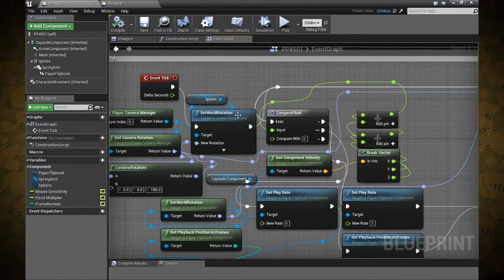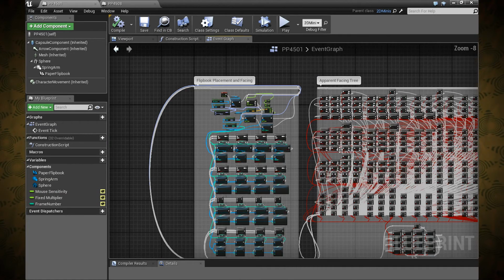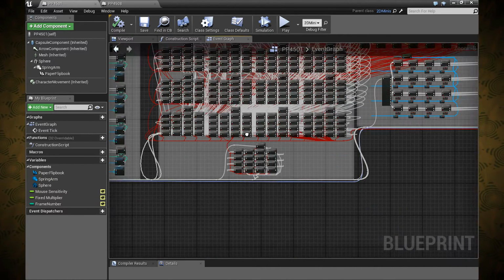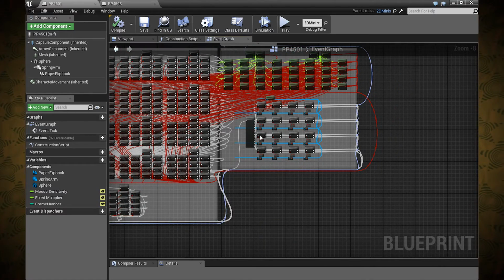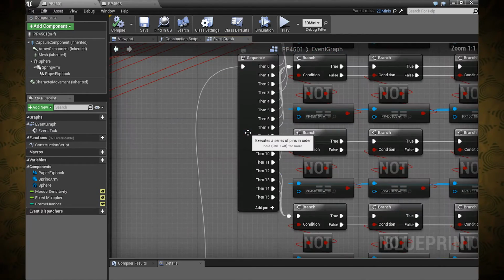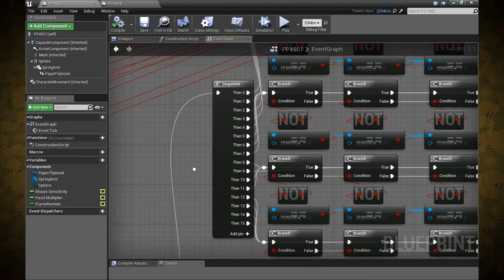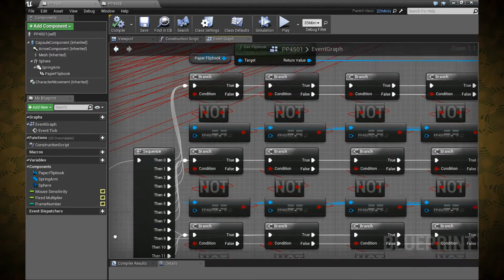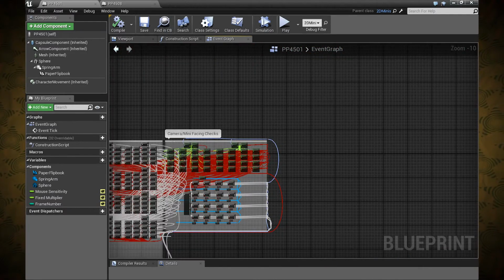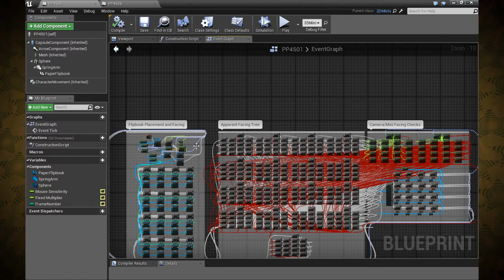So after set world rotation, we would go straight to this compare float, but because we need to take care of some things for subsequent ticks, as it were, it first jumps over to the sequence, but we're not going to talk about that right now, because really, the first time this runs, all of these branches are going to come up false.